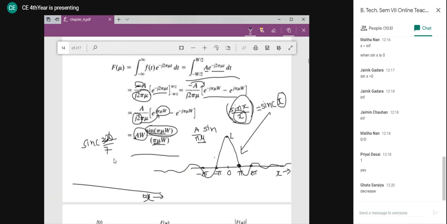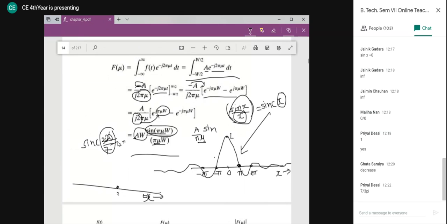Can you tell me what is my first 0? For which values of x am I going to get my first 0? So what to do? Argument should be equated to what? Argument here was equated to pi to get the first 0. Equate the same argument here with the pi. So what is my first 0? Yes, my first 0 is 3 pi by 7.